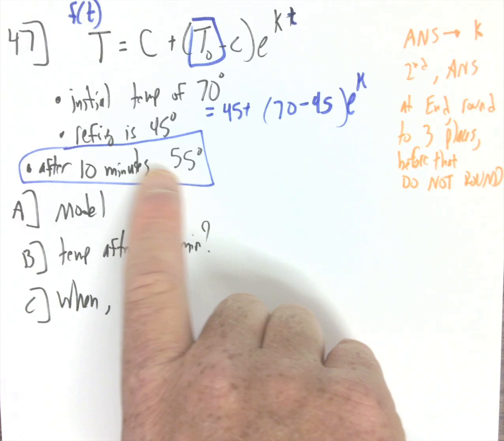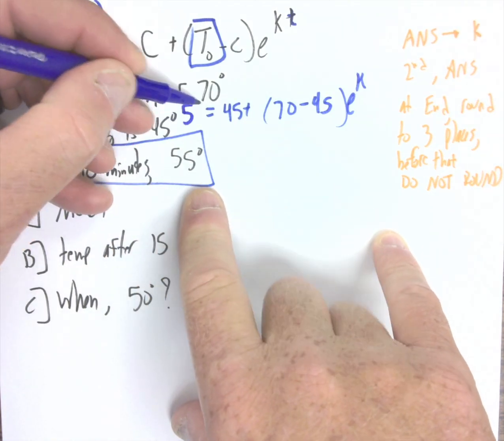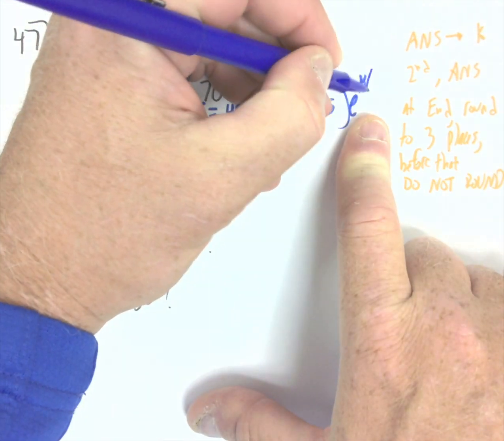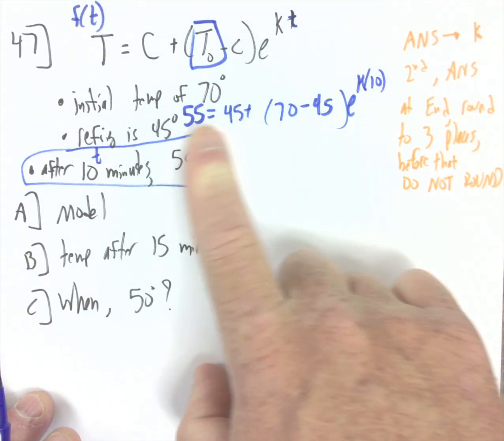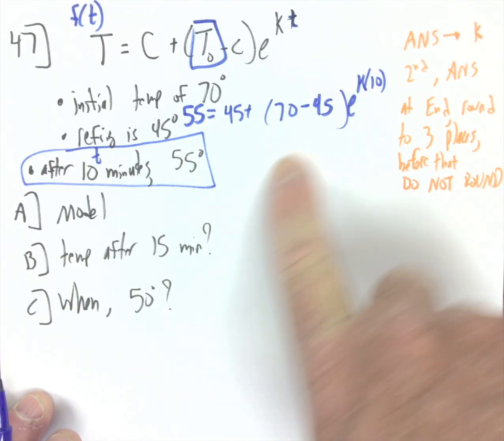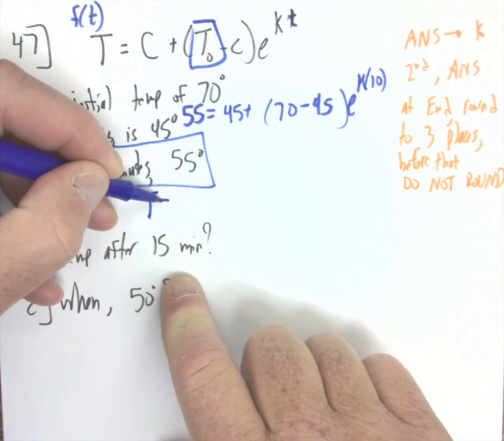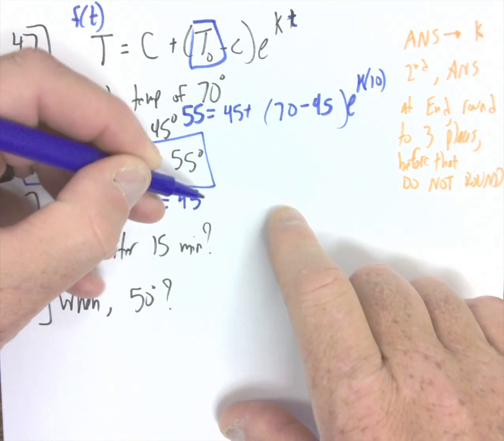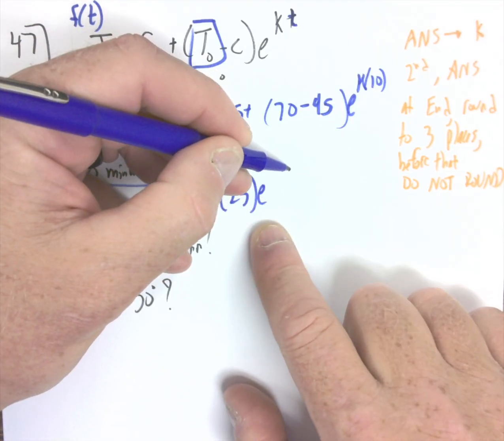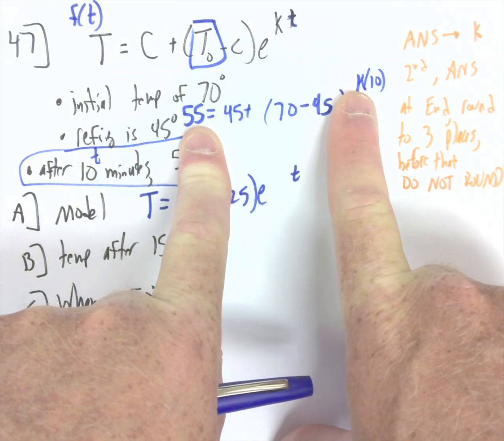After 10 minutes, the temperature is 55. Well, 55, that's the temperature. And 10, that's little t. So now I have one unknown, k. And that's what I need for the model, because I know eventually my model is T equals 45 plus 25 e to the kt. I just need k. Well, that's right here. I can solve for k.